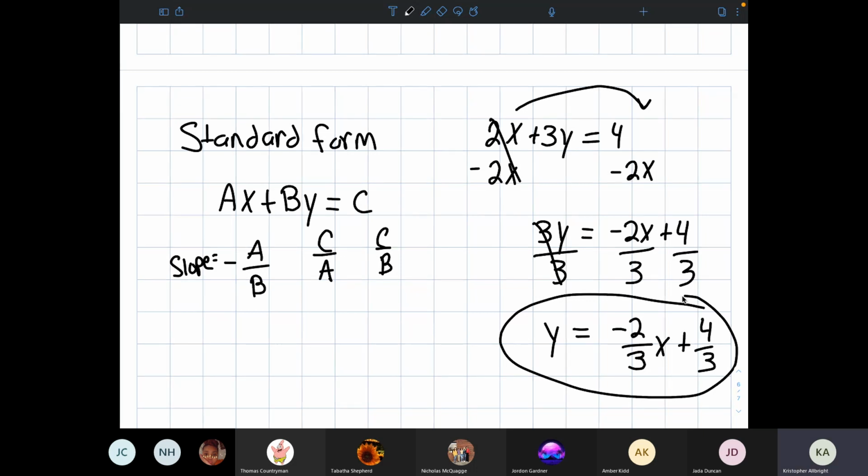Oh, no, we're dividing right now. Are we subtracting or dividing? Here we subtract, here we divide. To undo multiplication, you divide. To undo addition, you subtract.